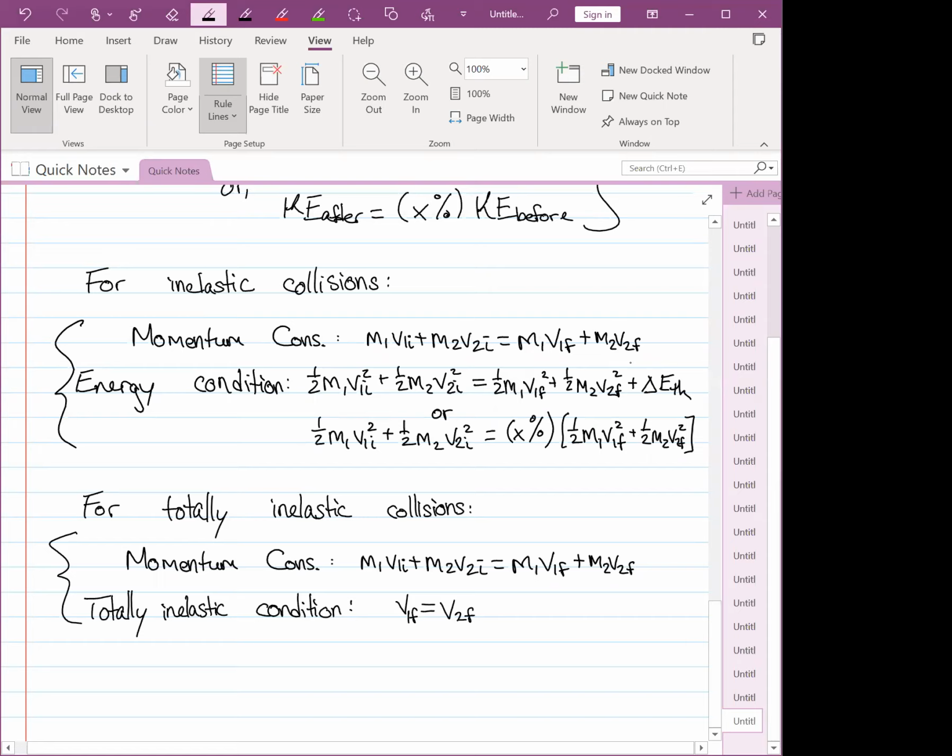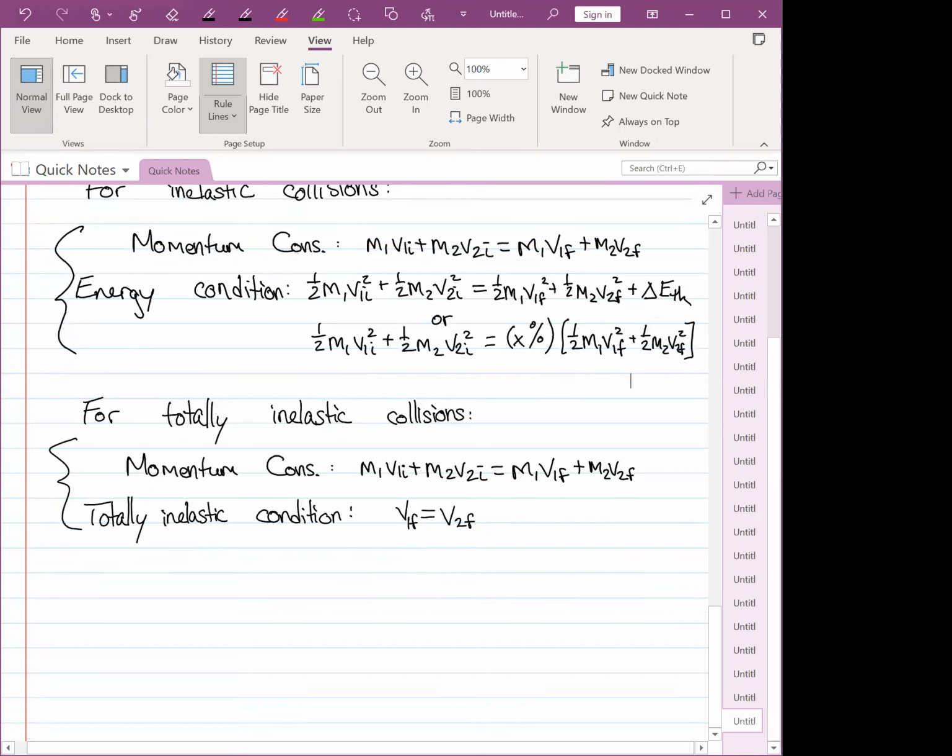There are a lot of examples, though, if you do want to look at them, and you should practice. It's useful. But that's the gist of one-dimensional collisions: elastic, inelastic, totally inelastic. Now we can do the exact same thing in 2 dimensions, and that's what we're going to do now.